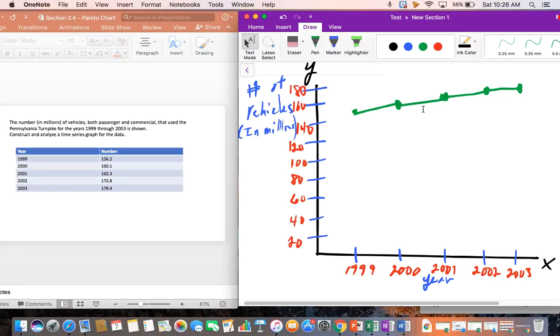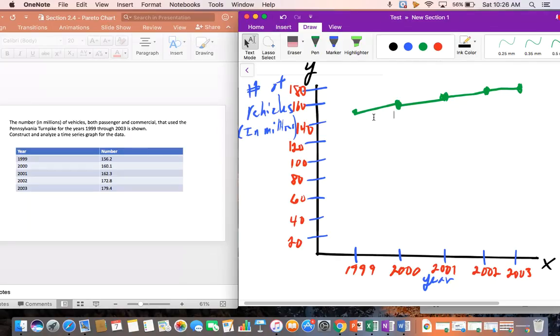And then why, that's something that we can dig in deeper and do even more tests or more studies on to figure out why more people are using the Pennsylvania Turnpike. We can even figure out, is it in-state, out-of-state? We can do a lot of different things with this. But analyzing this, we can see every single year it is increasing and increasing.